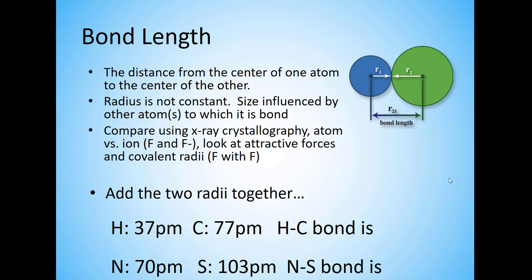In this goal, we are going to be looking at bond length. Bond length is measured as the distance from the center of one atom to the center of the other atom. So if you draw a little picture of this, you see that you can take the radius of the first atom and the radius of the second atom and add them together, and that will be your bond length. The radius is not a constant. It actually depends on if it's ionically or covalently bonded.